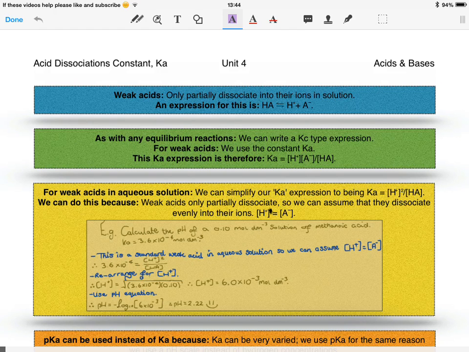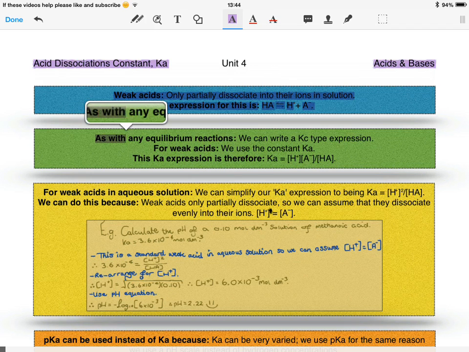Okay, so this video is going to be on acids and bases, and in particular it's going to be on the acid dissociation constant Ka. So we should already know that weak acids only partially dissociate into their ions in solution, and an expression for this, I guess, is HA dissociates in an equilibrium reaction to H+ and A-.